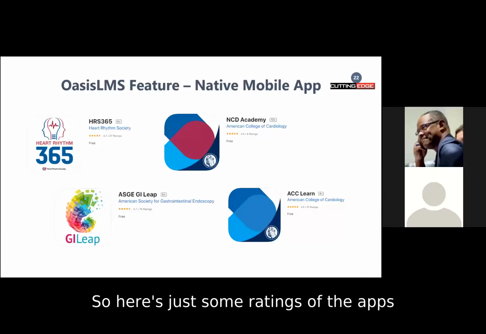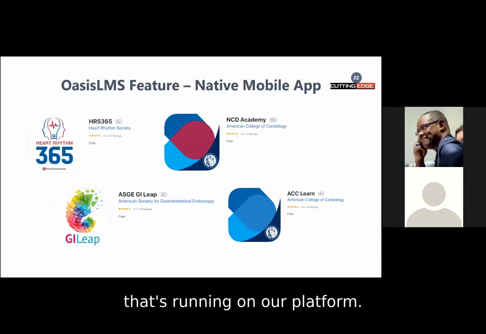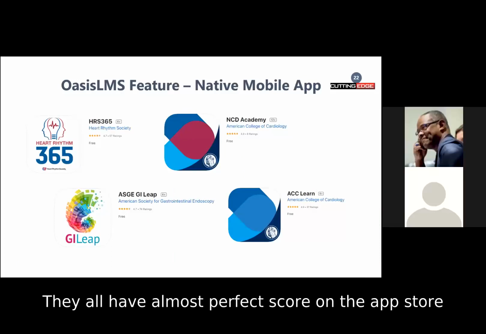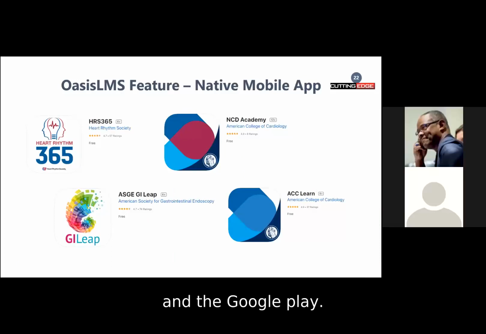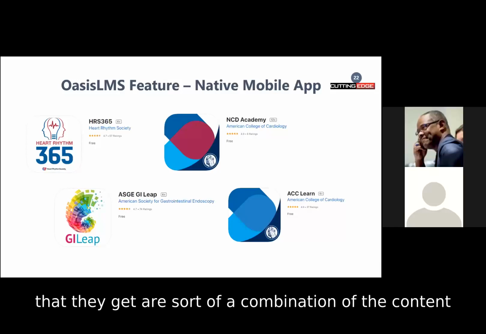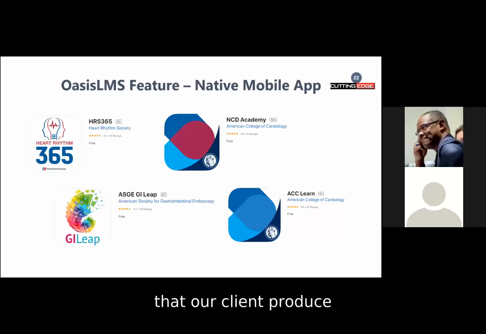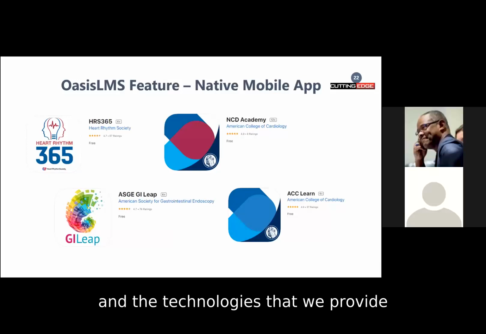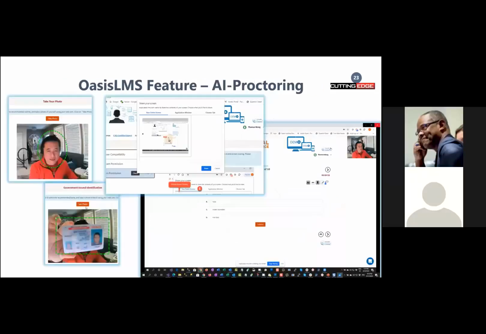So here are just some ratings of the apps that are running on our platform. They all have almost perfect scores on the App Store and Google Play. I want to think that the scores they get are a combination of the content that our client produces and the technology that we provide to make the user experience good.